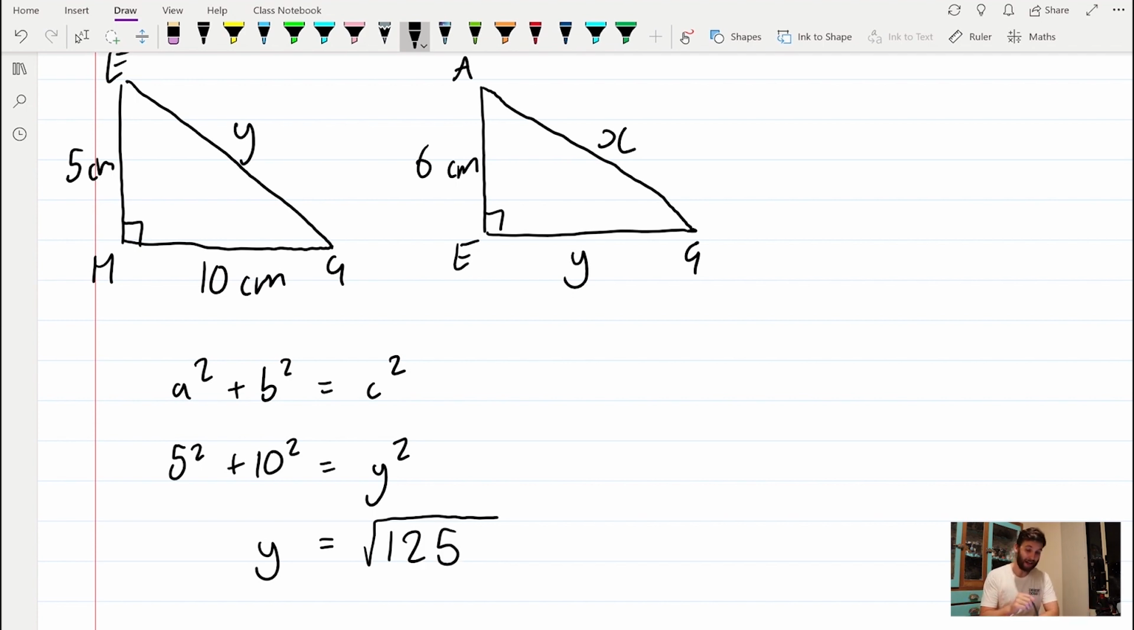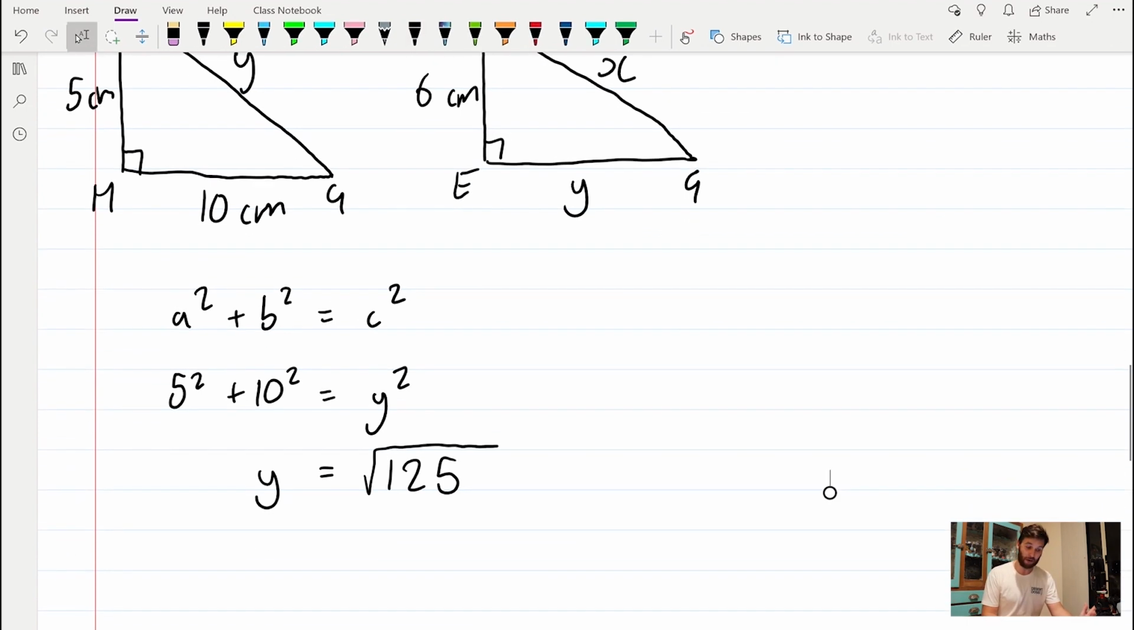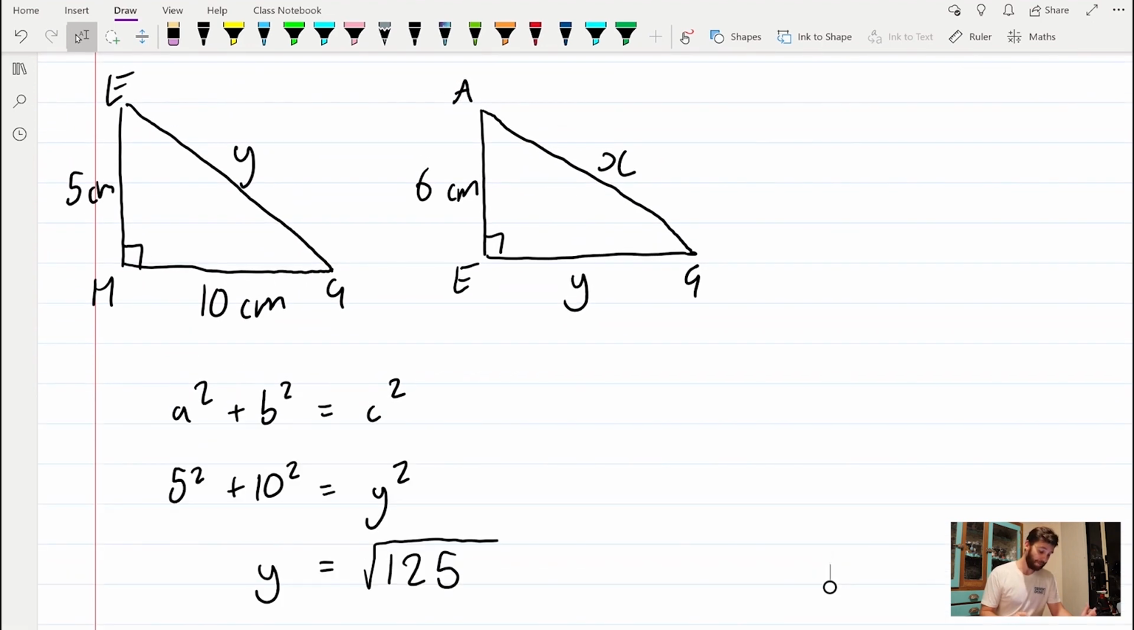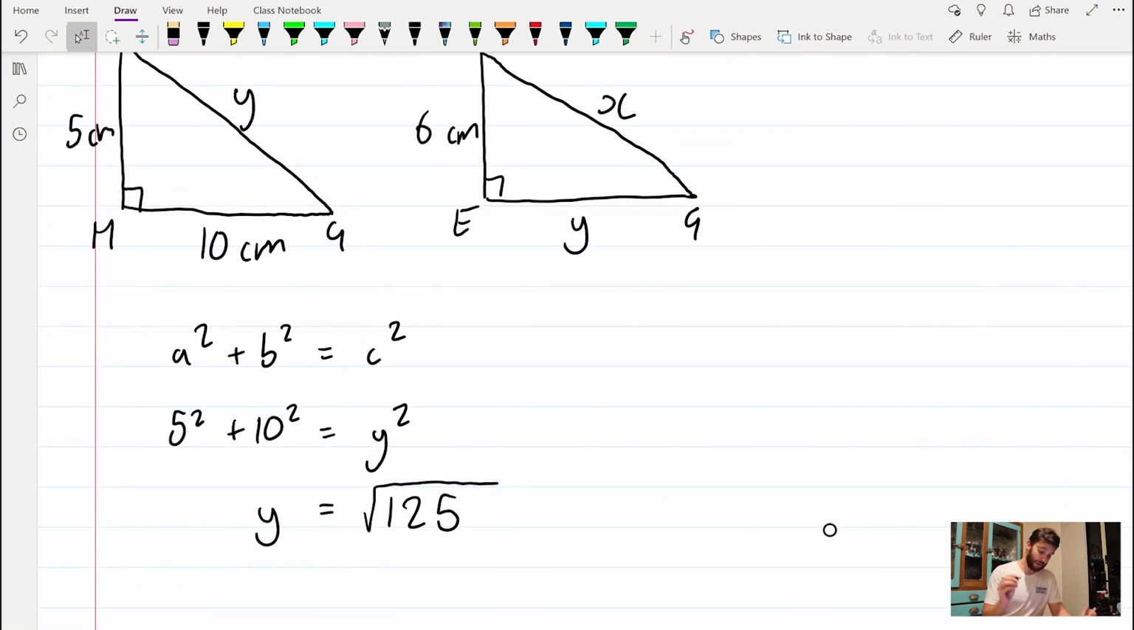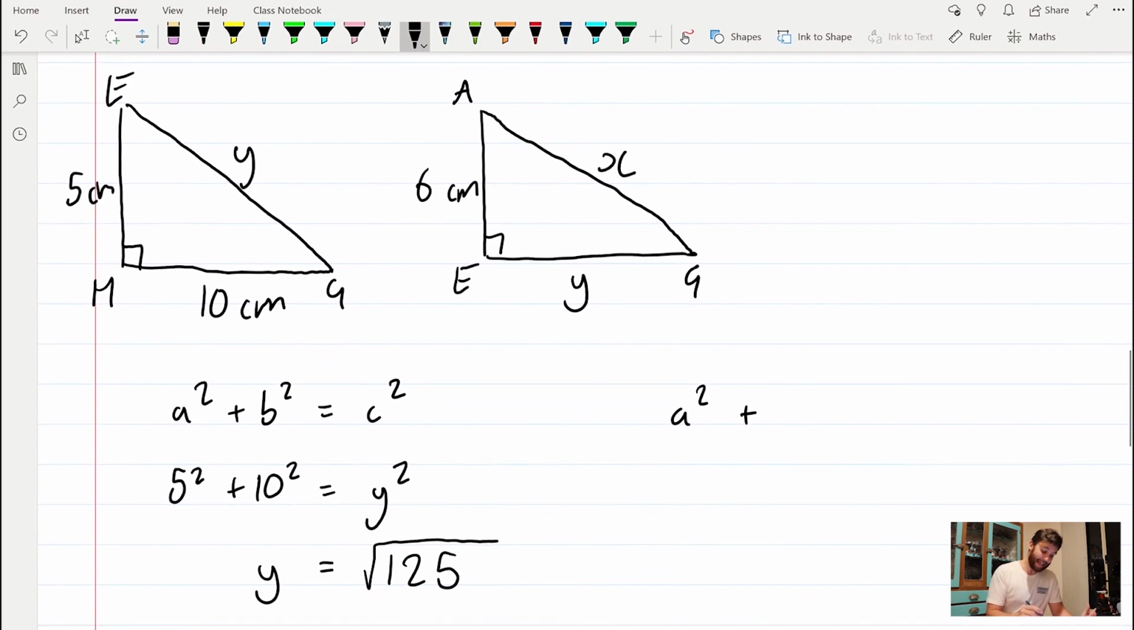I'm actually going to leave my answer like that, because if I found the actual decimal answer, it gives me a non-terminating decimal. So it's much more accurate just to leave it as the square root of 125. Okay, what I'm going to do now is reapply that to my other question. Again, the distance between A and G is what I'm actually looking for. That's the question that I have to answer.